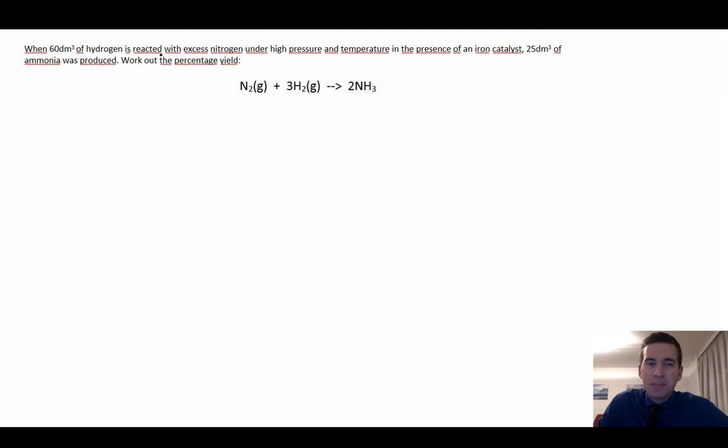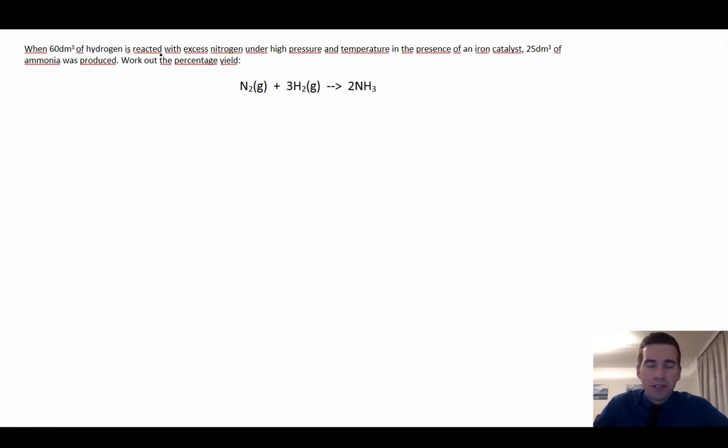Okay, when 60 decimeter cubed of hydrogen is reacted with excess nitrogen under high pressure and temperature in the presence of a catalyst, you should recognize this reaction, 25 decimeter cubed of ammonia was produced. It's asking you to work out the percentage yield. Okay, so this is the very famous Haber process used to get ammonia, which is a big component of fertilizers, also explosives. So how do we go about doing this?